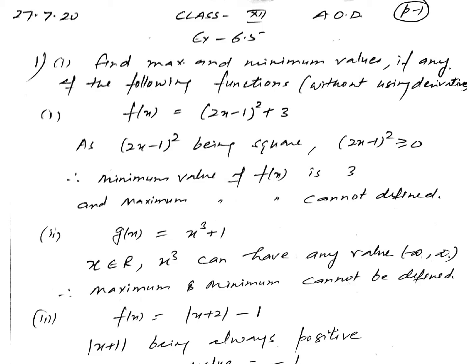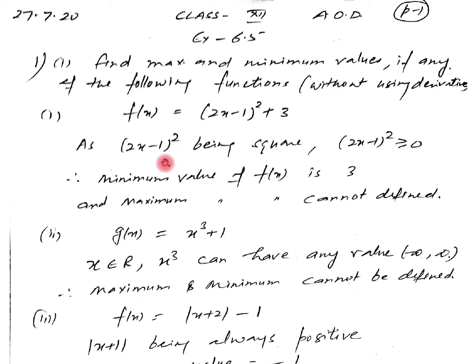The very first question of this exercise is: find the maximum and the minimum value, if any, of the following function without using derivative. This type of question can be asked in 1 mark questions. We have to find out the maximum and the minimum value without using derivative. Now the function is given, f(x) equal to (2x minus 1) whole square plus 3. Now we have to find out the maximum and the minimum value of this function.